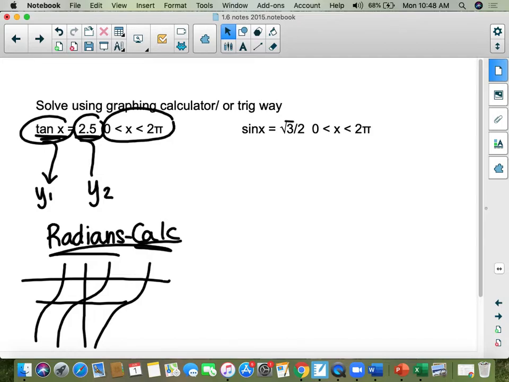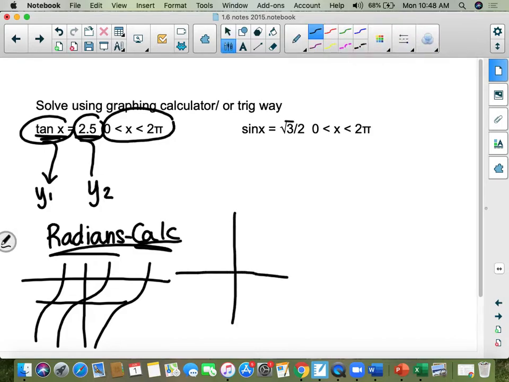And you're going to see that it only intersects now. This is what my picture looks like. And it only intersects at 2 points. So I'm going to hit second calculate, and I'm going to hit intersect. And I'm going to move my cursor to my first spot where I think it intersects. And it intersects at 4.332 is this one.